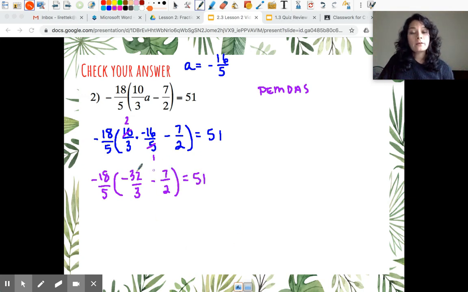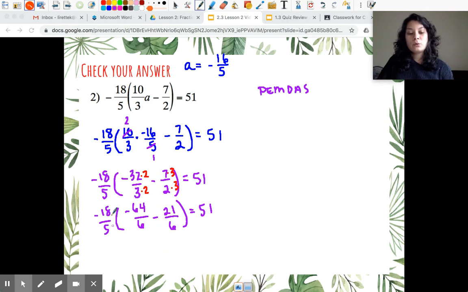In order to add or subtract fractions, we need the same denominator. You can list your multiples out for 3 and 2, but hopefully you know at this point that the smallest number 2 and 3 can both make through multiplication is 6. I'm going to have to multiply this first fraction by 2 and the second one by 3. So that's going to give me equivalent fractions of negative 64 over 6 minus 21 over 6.